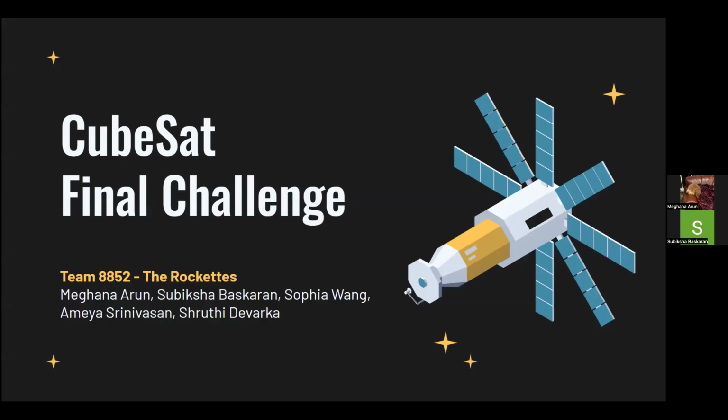This is Team 8852, the Rockettes, and this is our CubeSat Final Challenge. Our team consists of Meghna Arun, Subiksha Bhaskaran, Sophia Wang, Ameya Srinivasan, and Shruti Devraka.